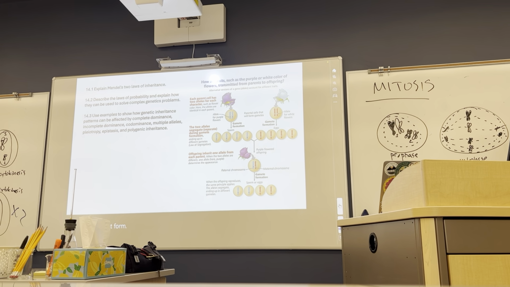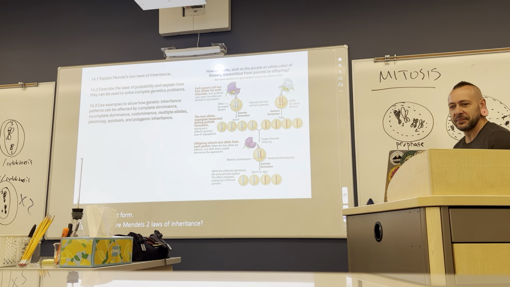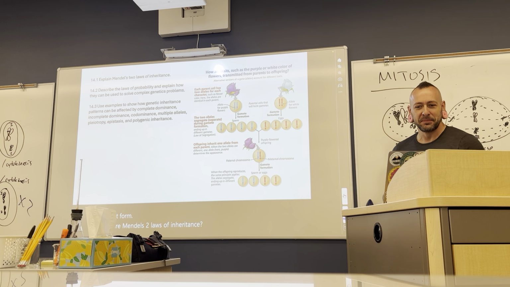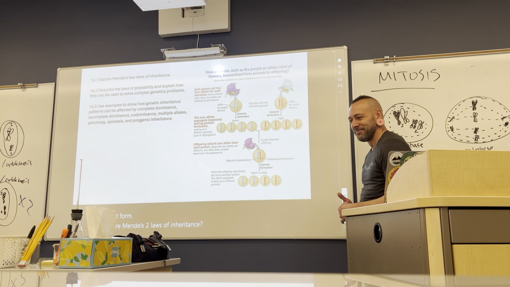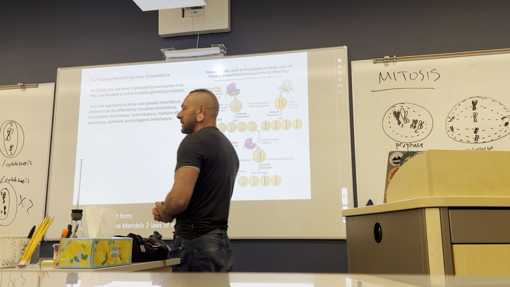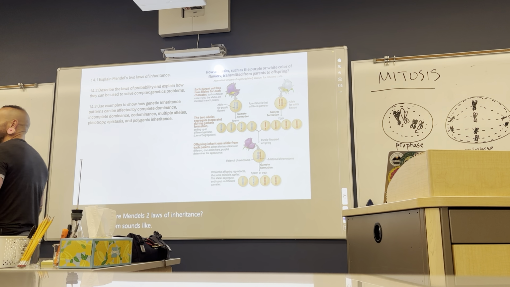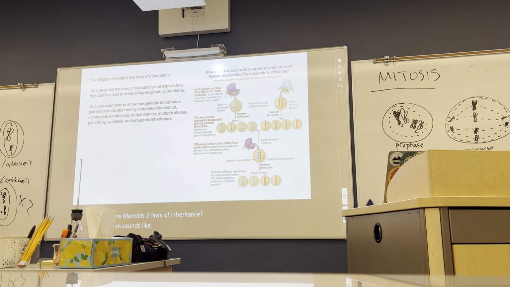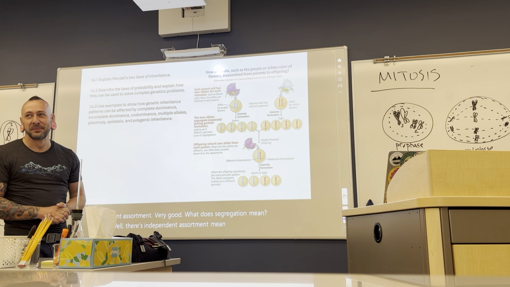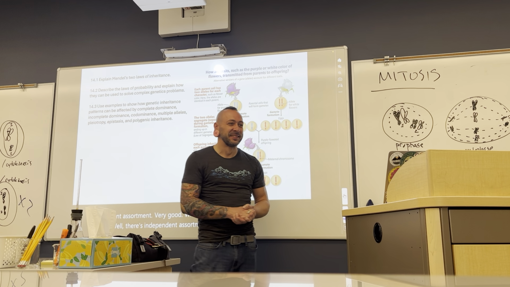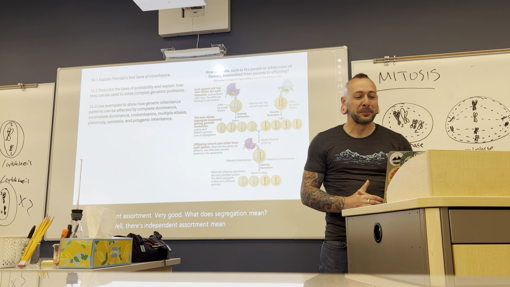Okay, what are Mendel's 2 laws of inheritance? One of them sounds like segregation is one of them. Yeah, what's the other one? Independent assortment. Very good. What does segregation mean? Organizing by. All right. What does independent assortment mean? Organizing by some same category.